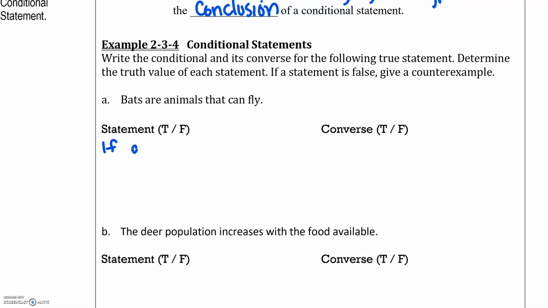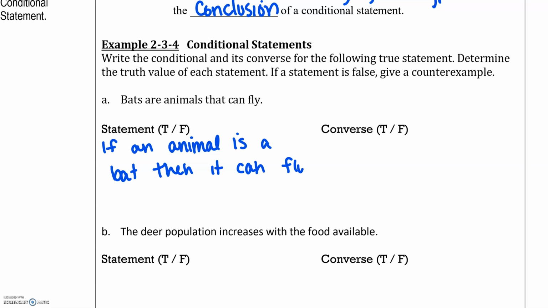So if an animal, because we're talking about an animal, I want to get kind of specific but general in a sense, is a bat, then what? Then it can fly. Is that true? Yeah, if it's a bat, it can fly. All right, the converse. So now we're going to switch. We're going to put the can fly and then the bat part.